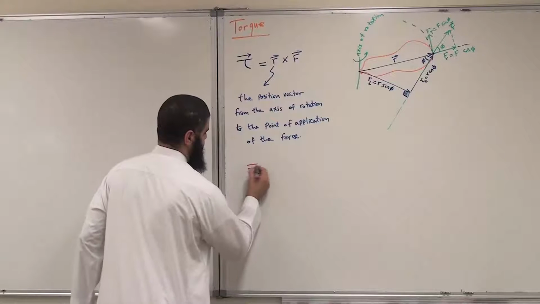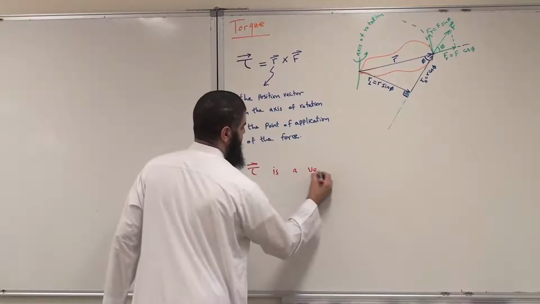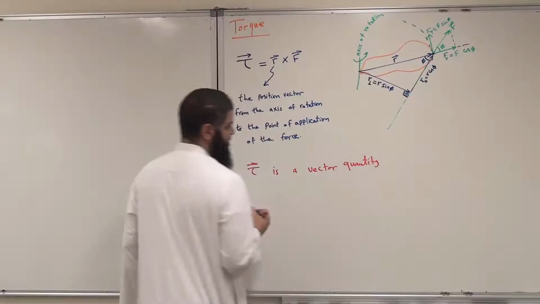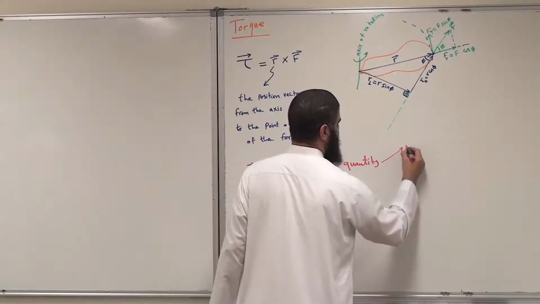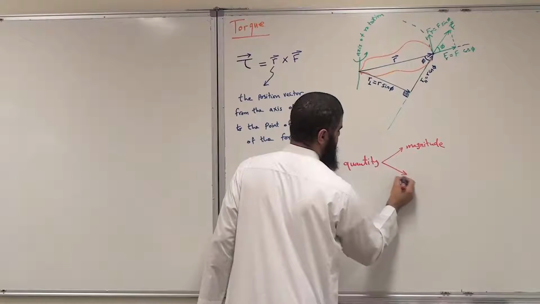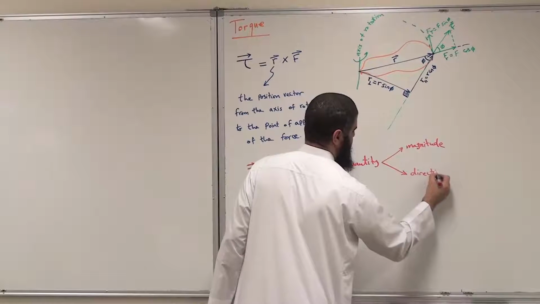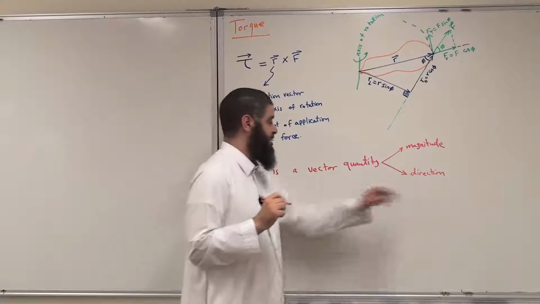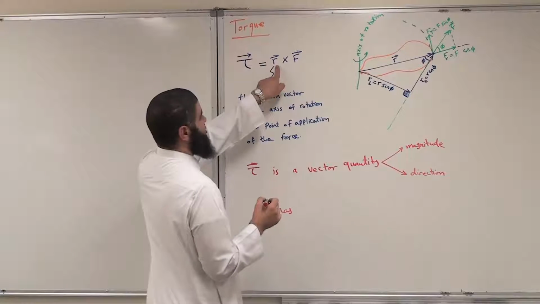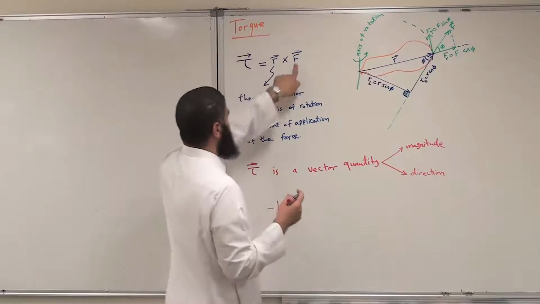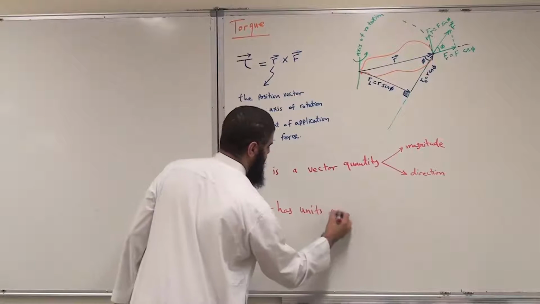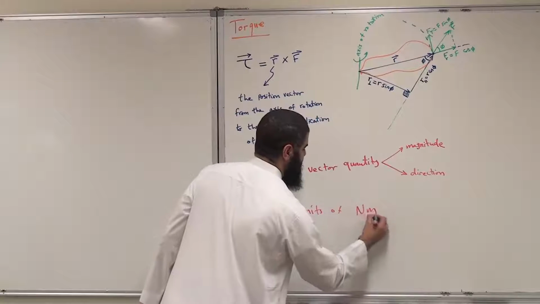Torque is a vector quantity, meaning that it has magnitude and it has a direction. Also, it has units, as you can see. The unit of a position vector is the meter, and the unit of force is the newton, so torque has units of newton meter.